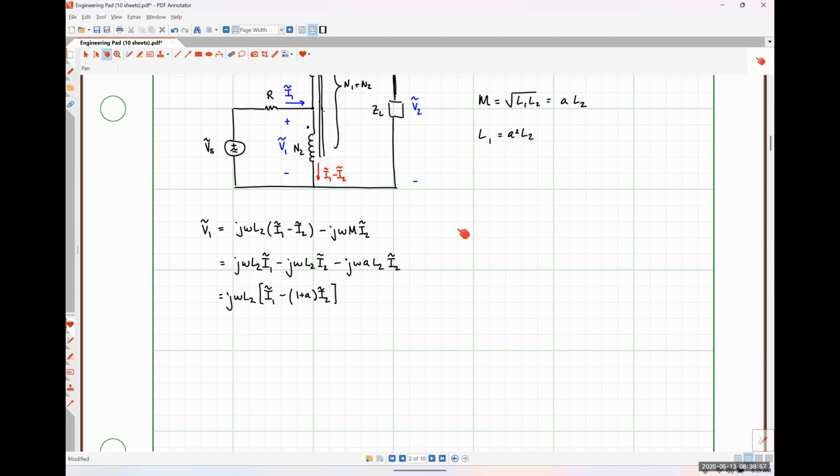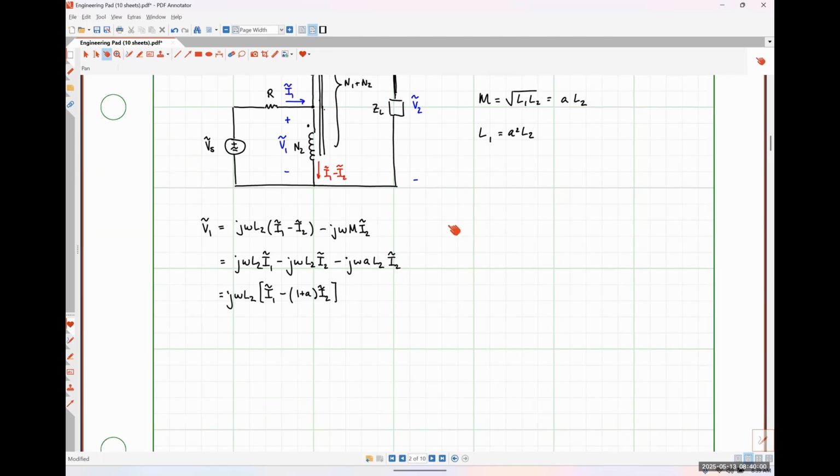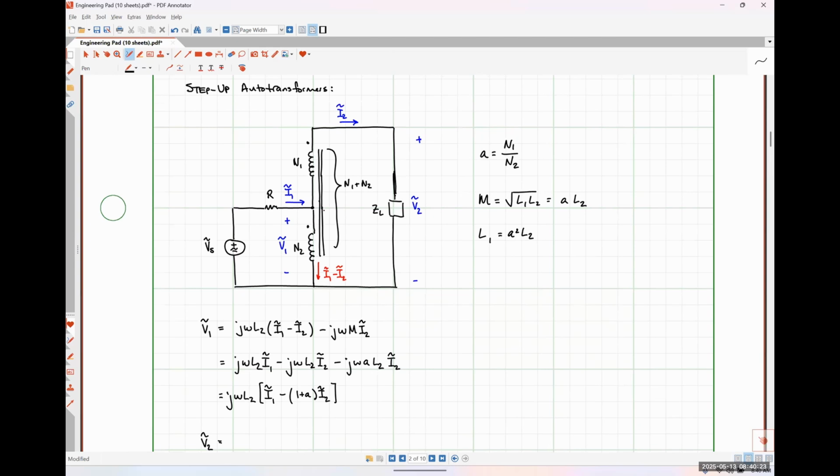We can write an expression for V2. I'm actually going to do it down below because I want to make sure I have enough room for it. This voltage V2 is going to be the drop across coil N1, as well as the voltage drop across coil N2 added together, since we're saying that V2 is the total voltage drop on the right-hand side.